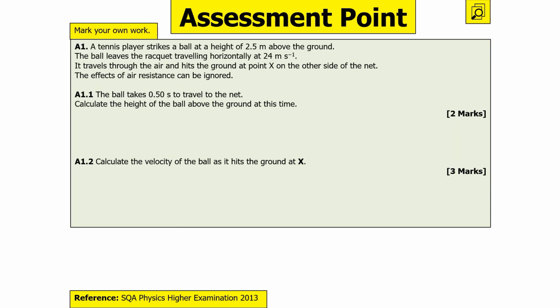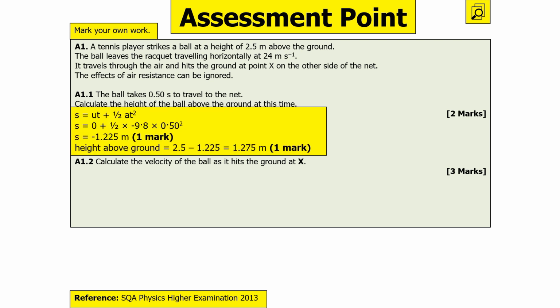Right, in this first one, we can use the equations of motion, s equals ut plus a half at squared. Remember, it's going to be a negative acceleration as it's going upwards and gravity acts downwards. So it's going to be minus 1.225 meters. So the height above the ground is going to be 2.5 minus 1.225, 2.75 meters.